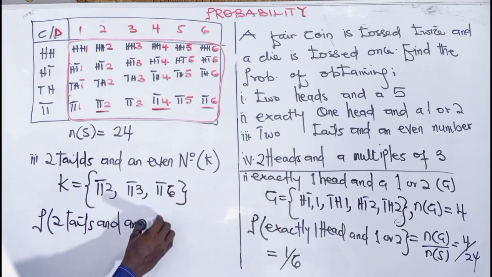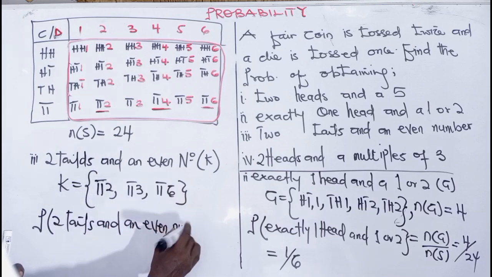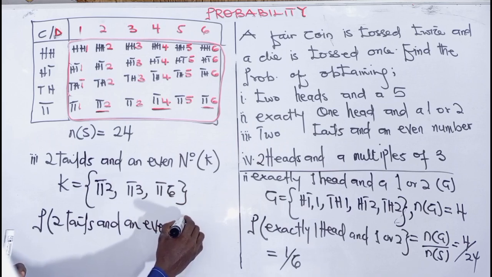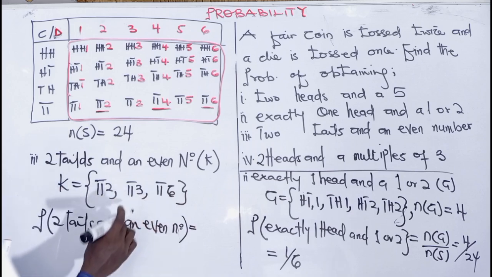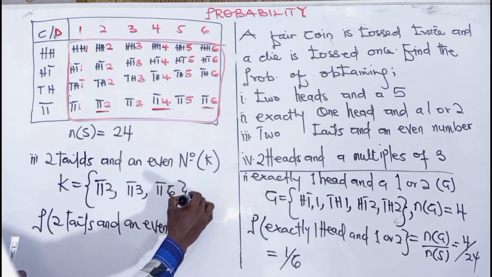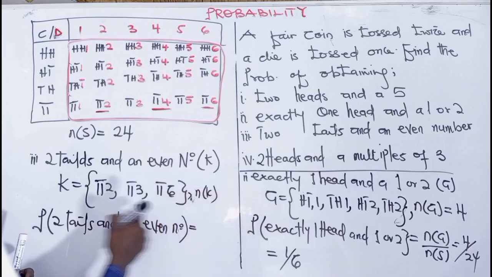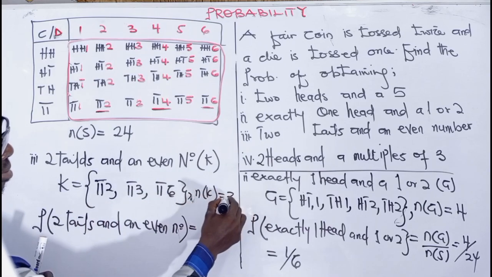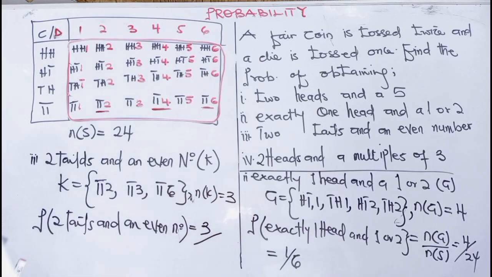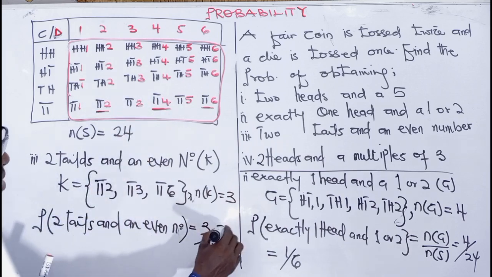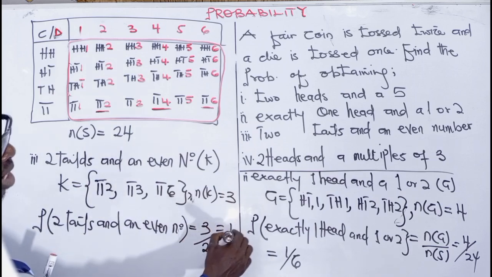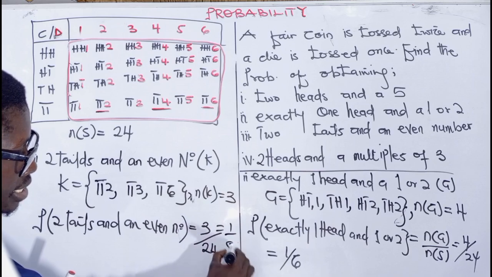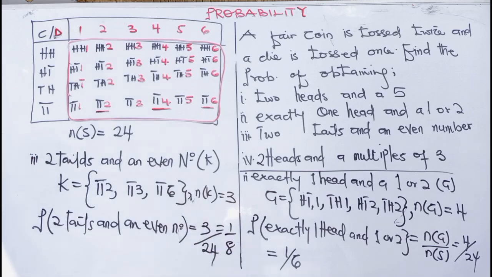Once we are done with this, we find the probability of obtaining two tails and an even number, which is equal to the number of outcomes in that event. We have 1, 2, 3. So we have 3 all over the total number of outcomes in the sample space, which is 24. We can break it down, right? 3 into 24, how many times? We have 1 all over 8. Very, very easy and simple.